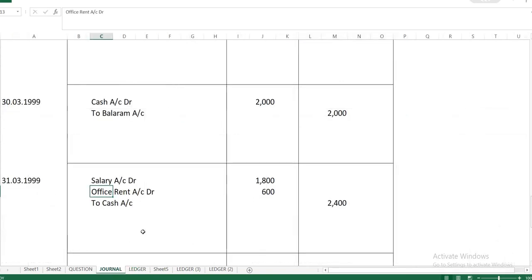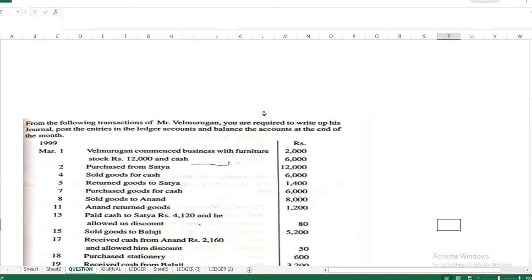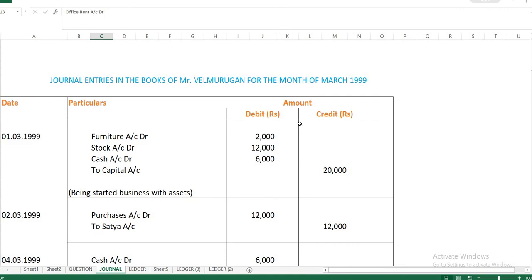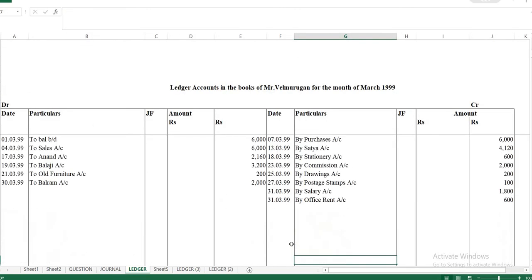So if you see, we have passed all the entries. So all the entries, whatever required, where they gave you the transactions, you have to pass the journal entries, then you have to prepare the ledger accounts. If they give it for sure, you have to pass the journal entries, narrations, everything you have to give. I have not given here, so you have to give the narration, everything you have to do properly, and ledger accounts like this you have to prepare.